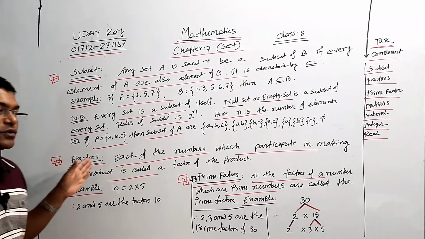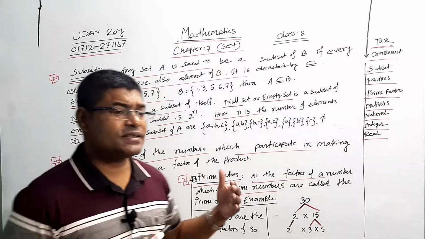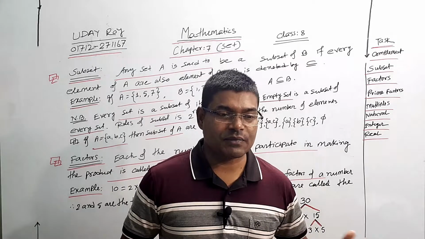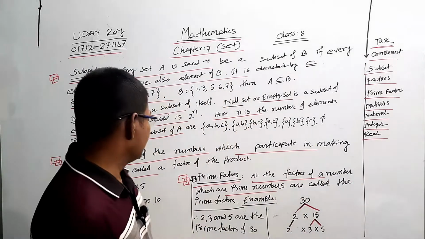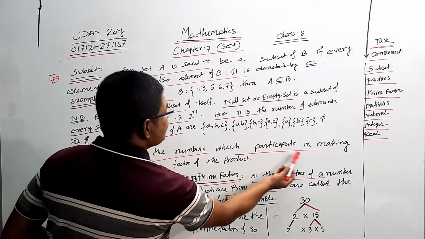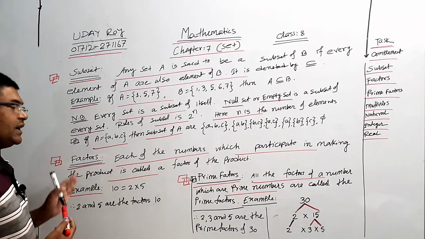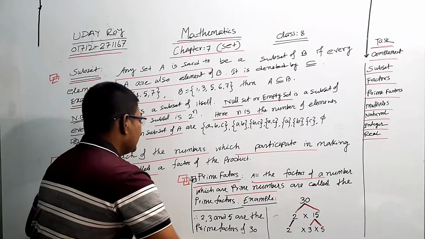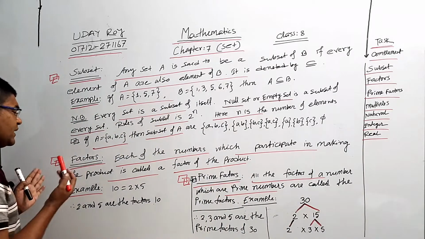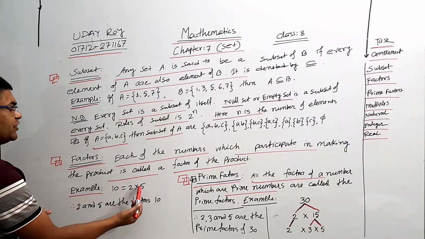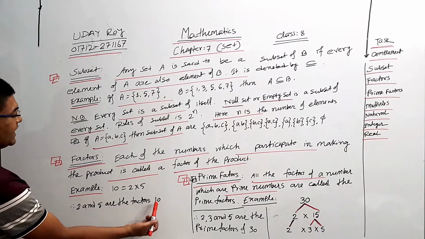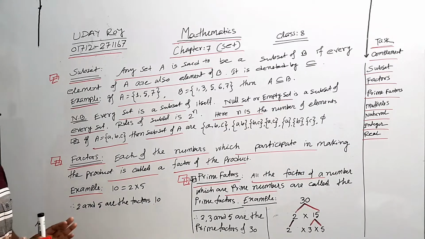Then factors. Because when we start maths, then we can see the factors, we can see the prime factors, then natural number, it will come. Okay, let's come back. Factors, each of the numbers which participate in the making the product is called the factor of the product. Here is, you can see 10 equal to 2 into 5, because therefore 2 and 5 are the factors of 10. 2 and 5 are the factors of 10.